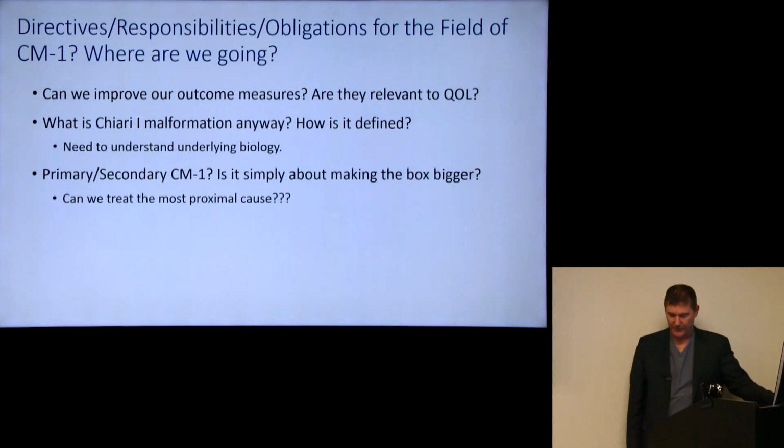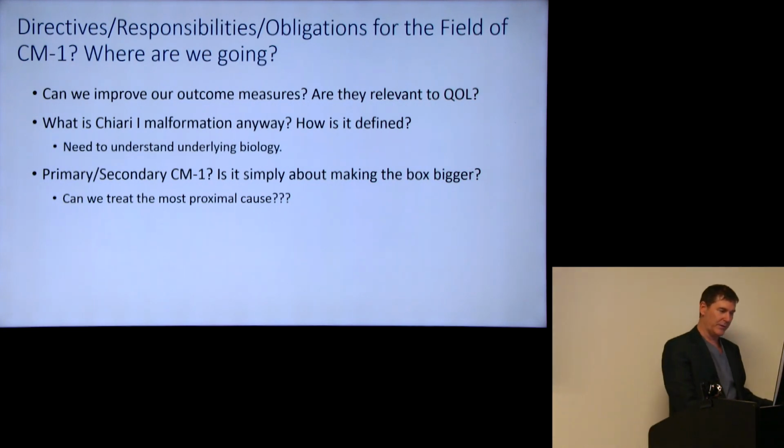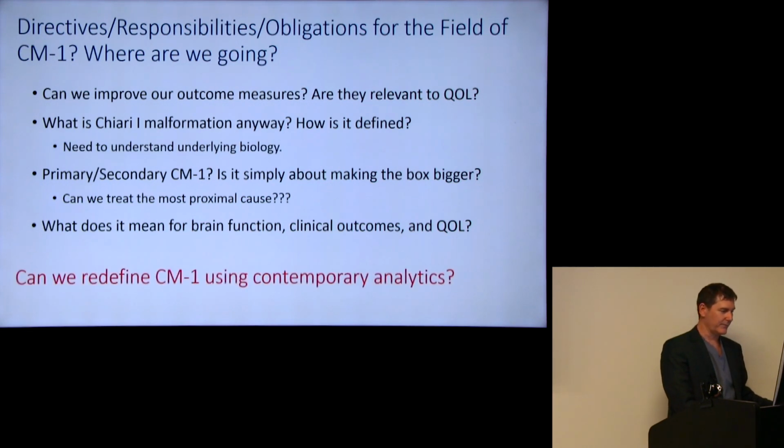How do we treat Chiari? Right now, we've got one primary treatment, and that is doing a Chiari decompression, essentially making the box bigger. Is that the best we can do? I think we need to understand, by getting to the genetics and the different variations of Chiari malformation, maybe making the box bigger works for some people, but not everyone. And so, of course, what does this all mean for brain function, outcomes, and quality of life?